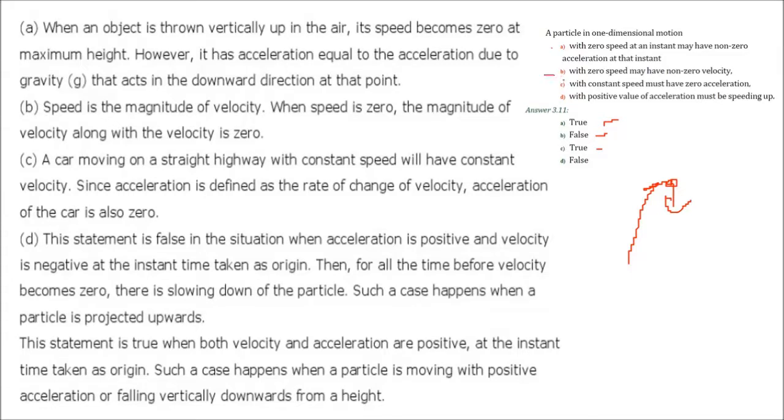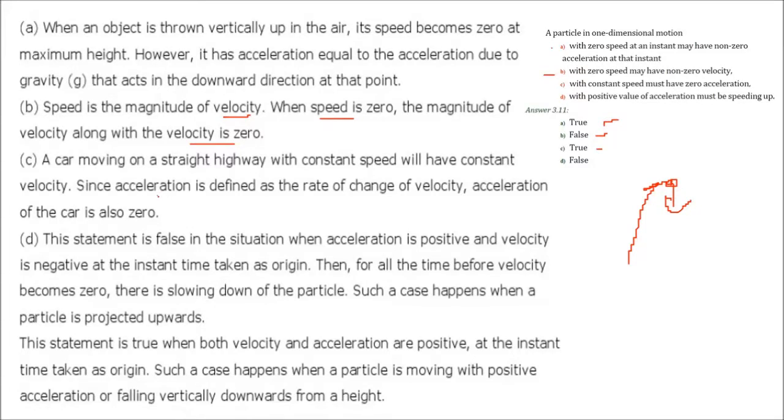Second is this one. With zero speed may have non-zero velocity. So speed is the magnitude of velocity we know, and when the speed is 0, the magnitude of the velocity along with the velocity is 0. That is why it is false. A car moving on a straight highway with constant speed will have constant velocity.